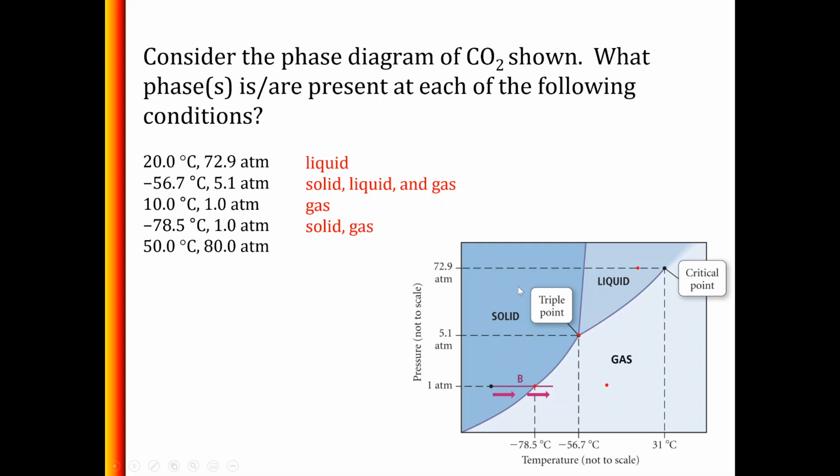So 50 degrees C, 80 atm. That's way out here and way up here. That's going to be past our critical point. So what state are we in? We're in a supercritical fluid.